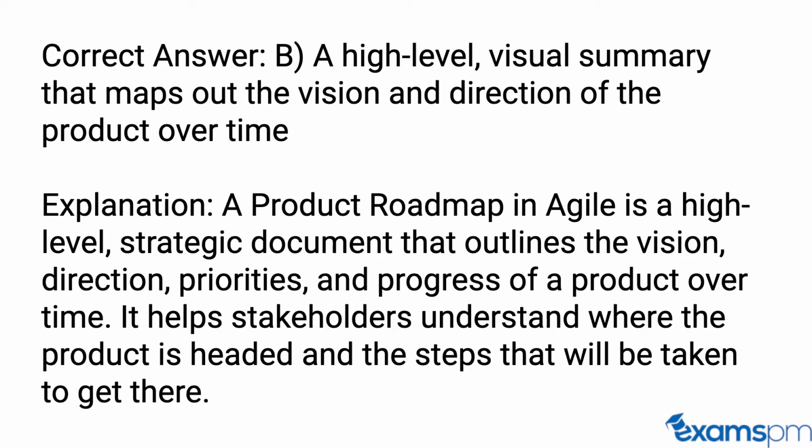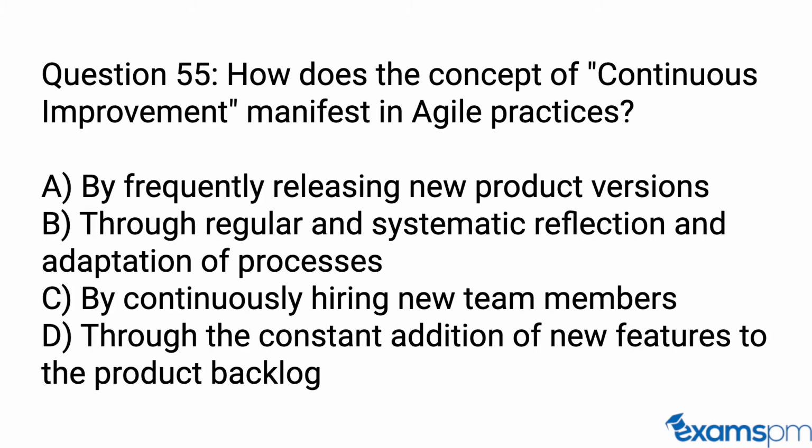Correct answer: B. A high-level visual summary that maps out the vision and direction of the product over time. Explanation: a product roadmap in Agile is a high-level strategic document that outlines the vision, direction, priorities, and progress of a product over time. It helps stakeholders understand where the product is headed and the steps that will be taken to get there.